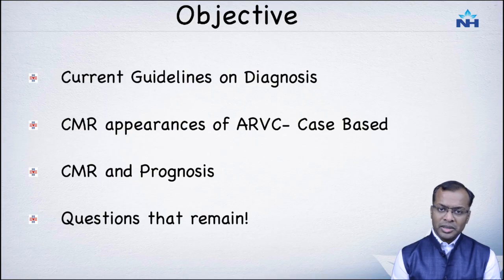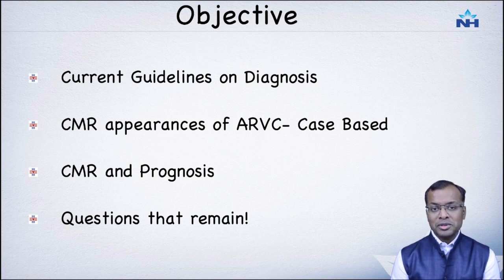The objectives for this talk are going to be to focus on the current guidelines on the diagnosis of ARVC. Then I'm going to show you multiple cases to show you what is the use of cardiac imaging in making the diagnosis of ARVC, in forms of the incidental pickups, in forms of classical cases that you may come across. I'm also going to be talking about the prognostic importance of what cardiac MR will show in these patients. Finally, I'm going to try and pose some questions that often remain in the minds of people who are in the imaging sphere when it comes to ARVC.